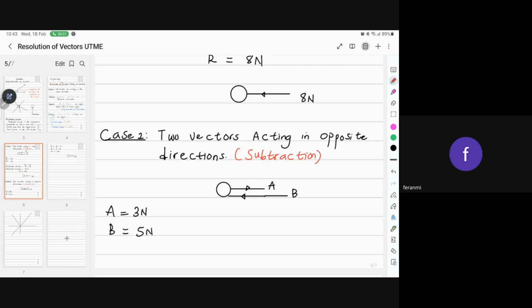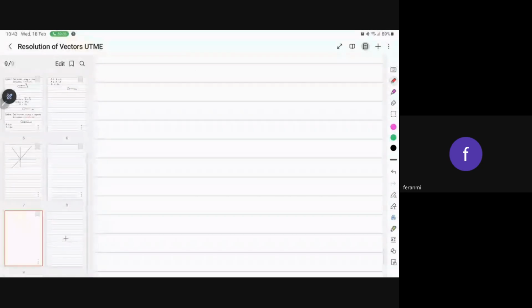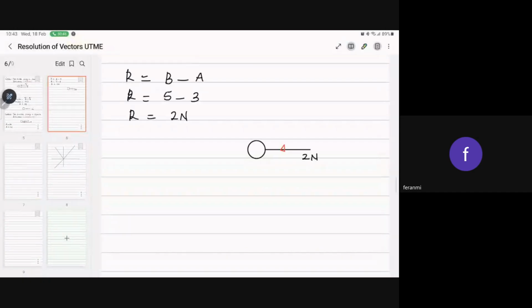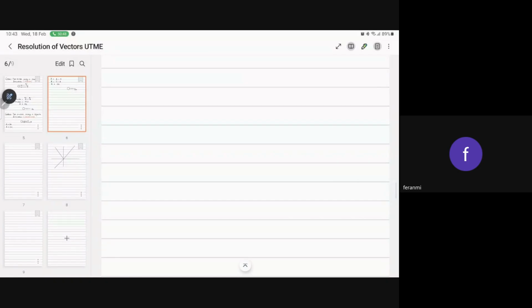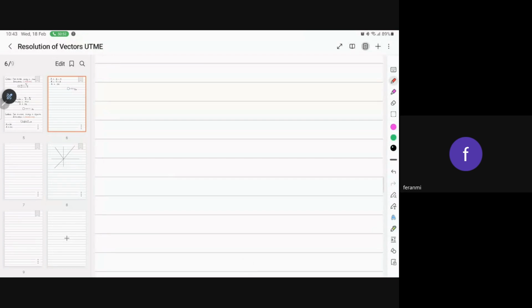All right. For us to now consider case 3 and case 4, remember that case 3 and case 4 have to do with when they are inclined at an angle. Before I do that, I want us to look at what we call the parallelogram law. For case 3 and case 4, we have to learn about the parallelogram law.